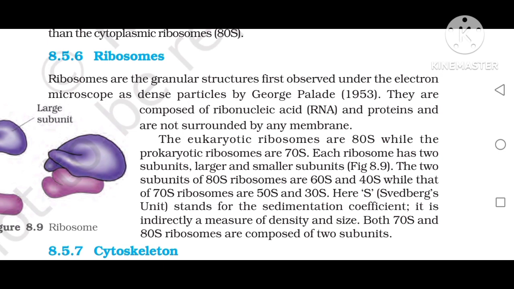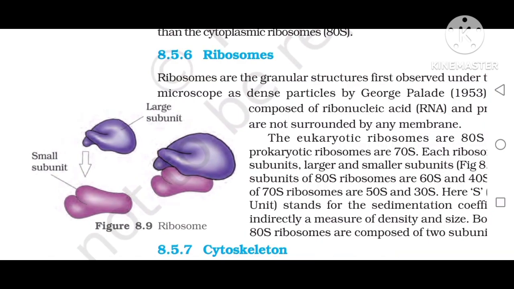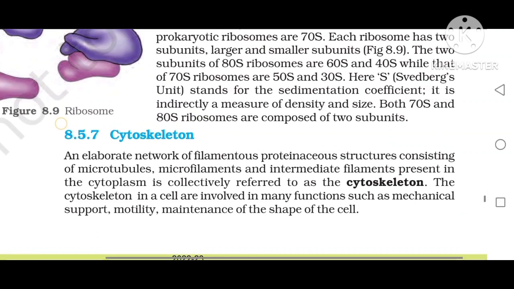Svedberg's unit stands for the sedimentation coefficient. It is indirectly a measure of density and size. Both 70S and 80S ribosomes are composed of two subunits. Figure 8.9. Ribosomes: smaller unit, larger unit.